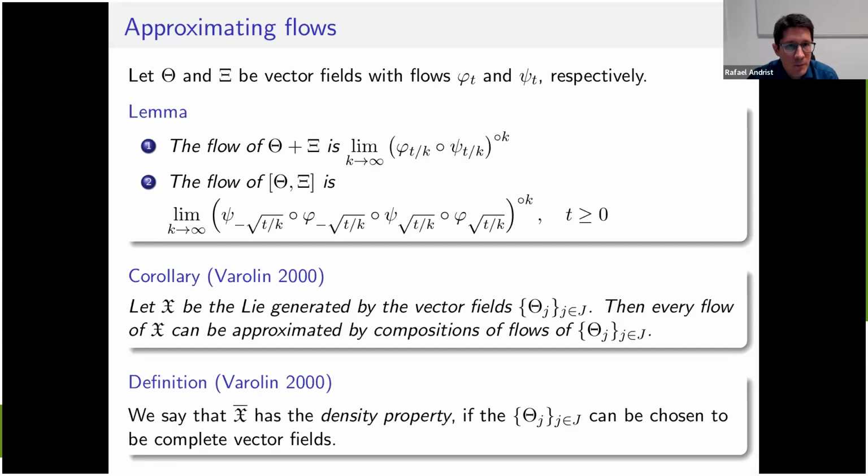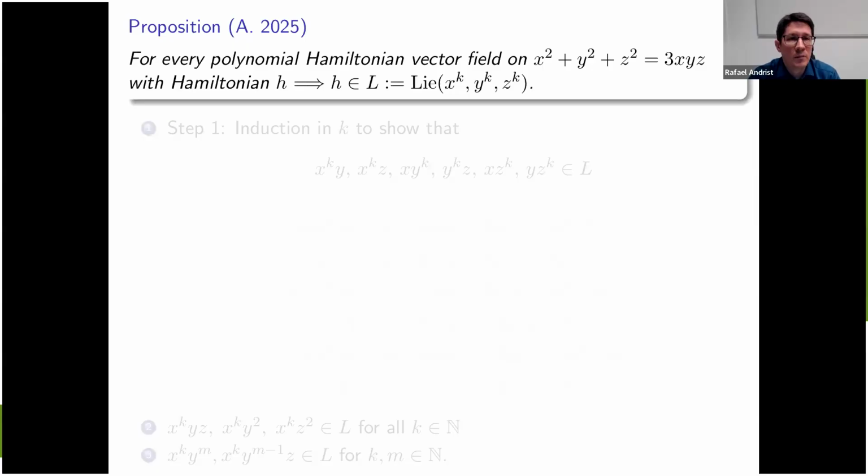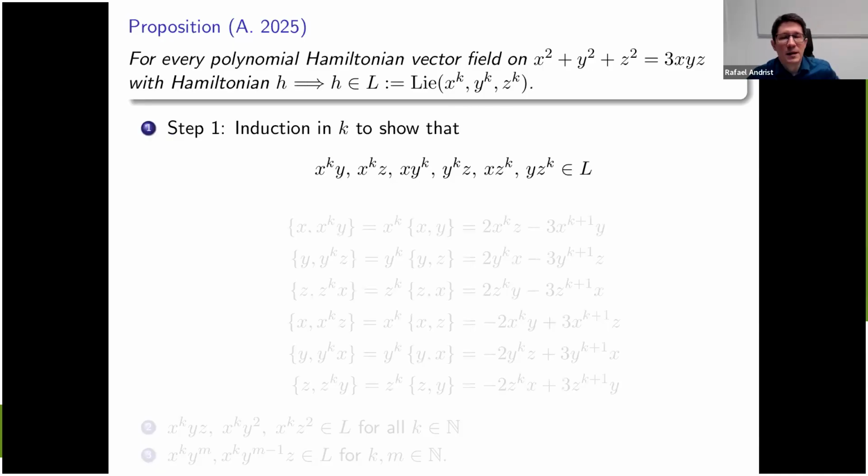Okay. First thing, we're going to prove every polynomial Hamiltonian vector field with a polynomial Hamiltonian is in the Lie algebra generated by the Hamiltonian functions x to the k, y to the k, and z to the k, where k is any natural number. I'm not going to go through the proof in any detail. It's actually a quite tricky sequence of inductions, but let's do one step to just get a flavor for it. And this is the easiest step.